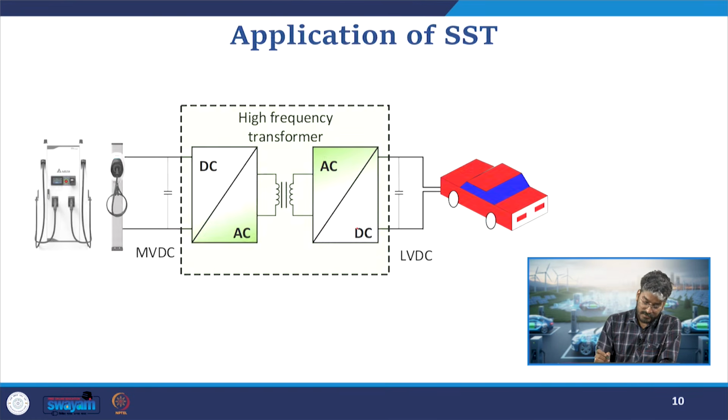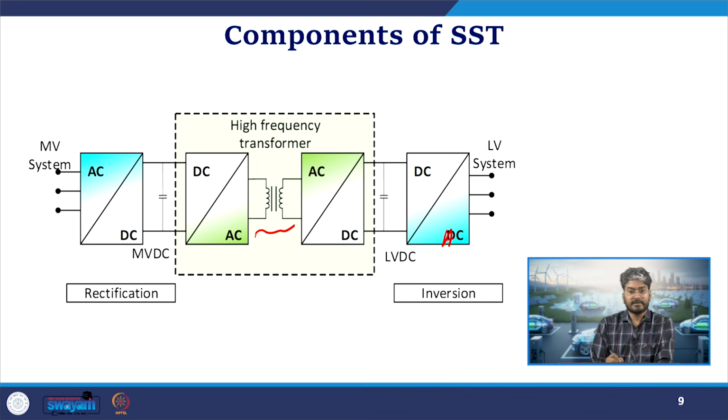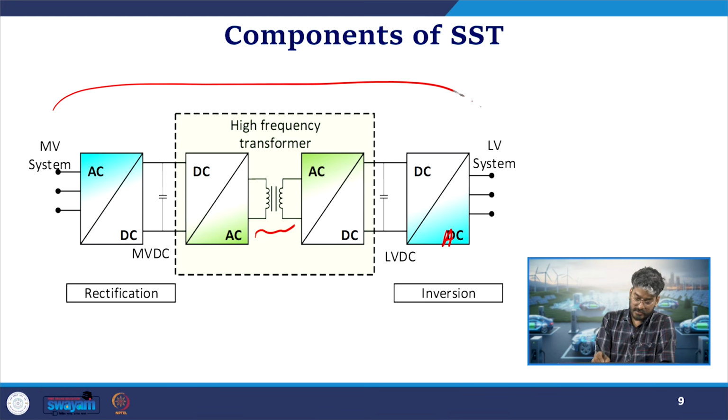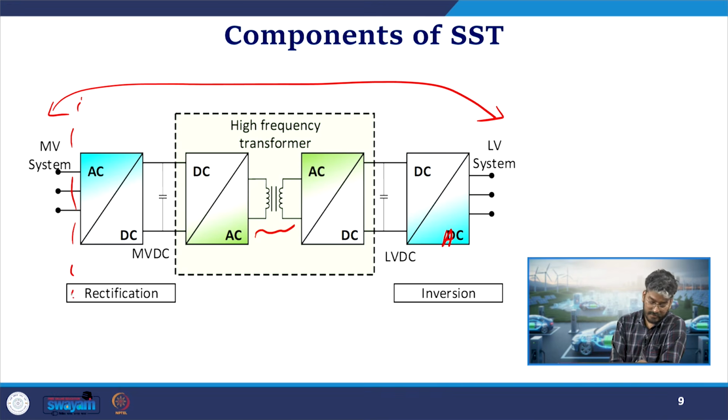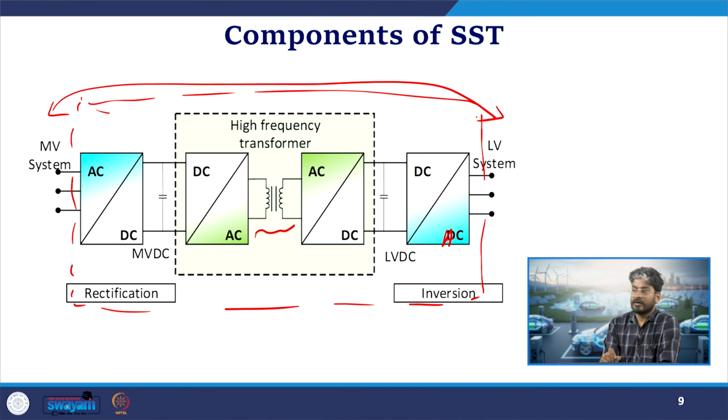Now let us see what will be the architectures of our SSTs. Based on the connections, there are 4 different architectures of SST. This is the first one which is shown over here, that is AC to AC conversion. So this is one architecture where we will be having a complete box which will be taking AC power at the low frequency, and it will be delivering the power at the low frequency without any conversion.